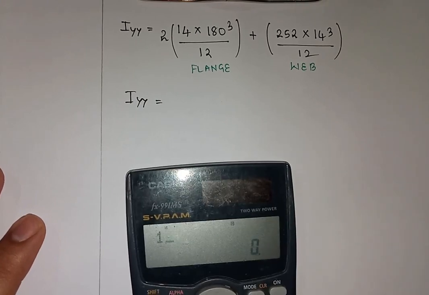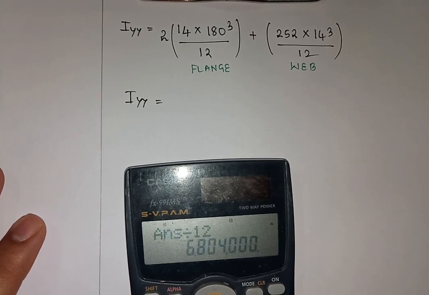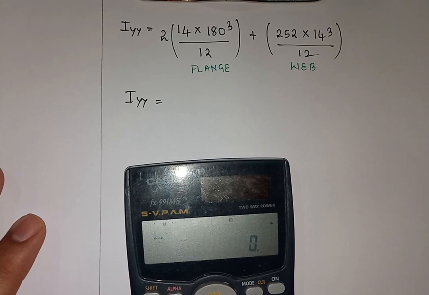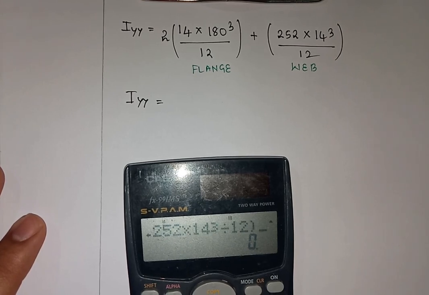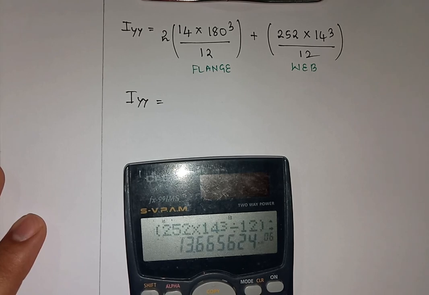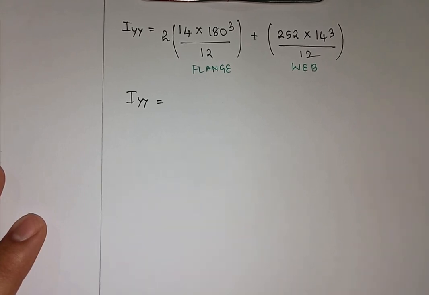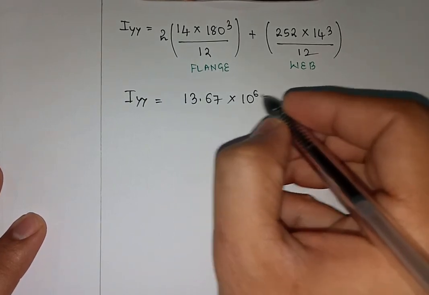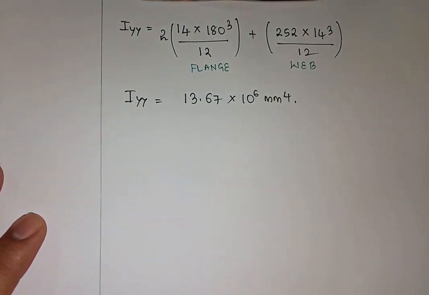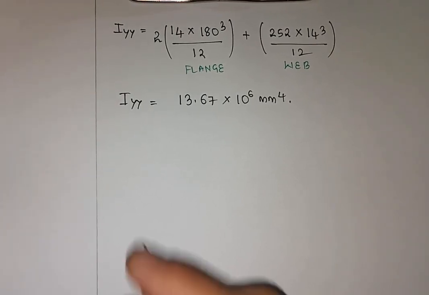It is 14 into 180 cube divided by 12, into 2. Now here it is 252 into 14 cube divided by 12, plus the answer. So I am getting 13.67 into 10 raised to 6 mm to the power 4. Right. Now he has given the maximum deflection for a simply supported beam with UDL.